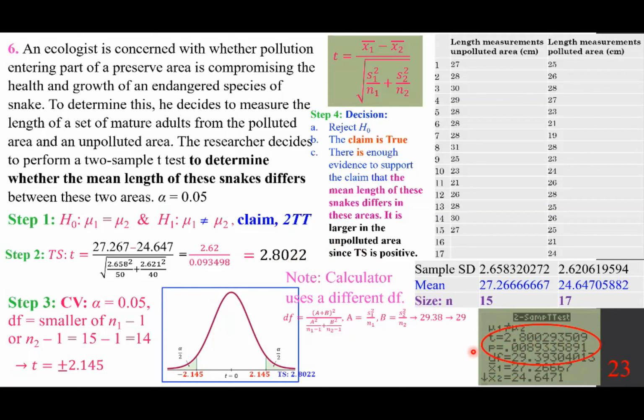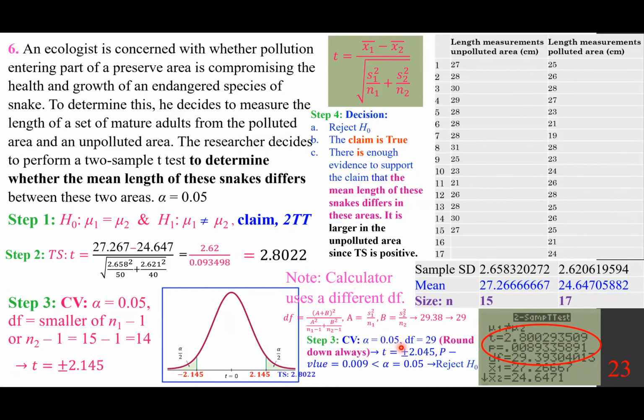The p-value, so we always round down. So CV alpha is 0.05, degrees of freedom is 29, round down always. T is plus minus 2.045. And the p-value, according to this, is 0.0089, or you can say 0.009, which is clearly less than alpha of 0.05. And therefore, we happen to get to the same answer. The reason being, the difference between this degrees of freedom and this degrees of freedom is not as big as the last one. Therefore, they give us the same result.